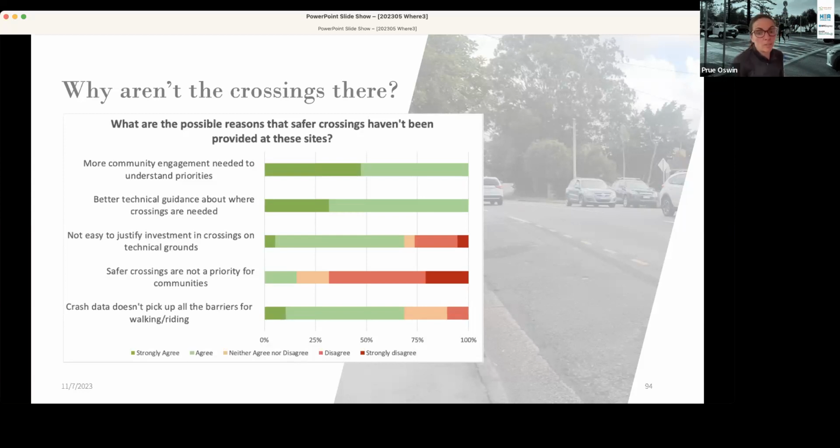Safer crossings are not a priority for communities. Well, yeah, I think most of us were disagreeing with that. And it seems to be something that pops up again and again. It's one of the fundamental requirements, really. And crash data doesn't pick up all the barriers for walking or riding. So yeah, it's not clear cut in terms of this. We have to pick up where people want crossings or that avoidant behavior as well. And it's not necessarily going to show up in crash data. So that might be one reason that some things aren't funded. So that's some of our outputs from the survey.